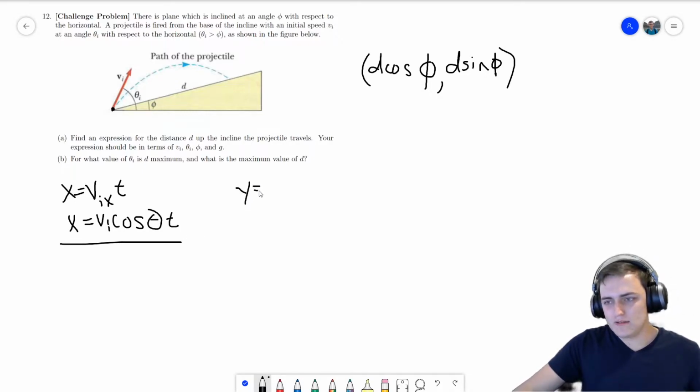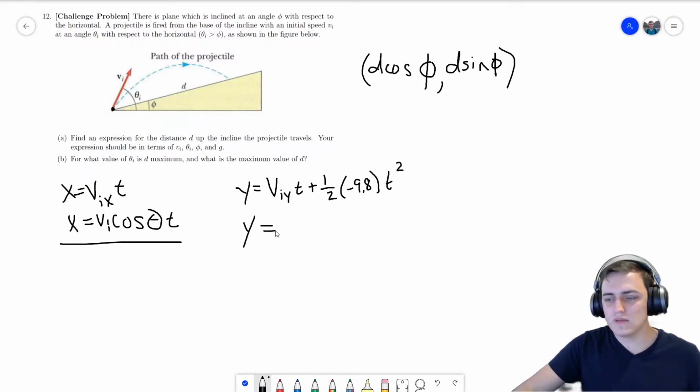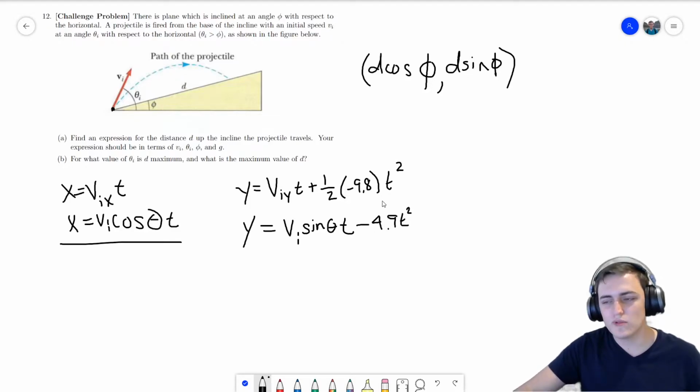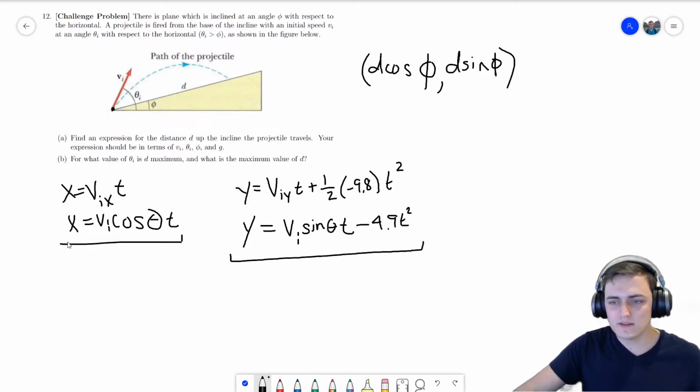Moving on to y, we have viy times time plus 1/2 at squared, and a is going to be negative 9.8, times t squared. We can do the same thing we did with x. We can convert our initial y velocity into vi times sine of theta, times time, minus 4.9 t squared. We're just simplifying that negative 9.8 over 2. And here we have another equation for our y distance.